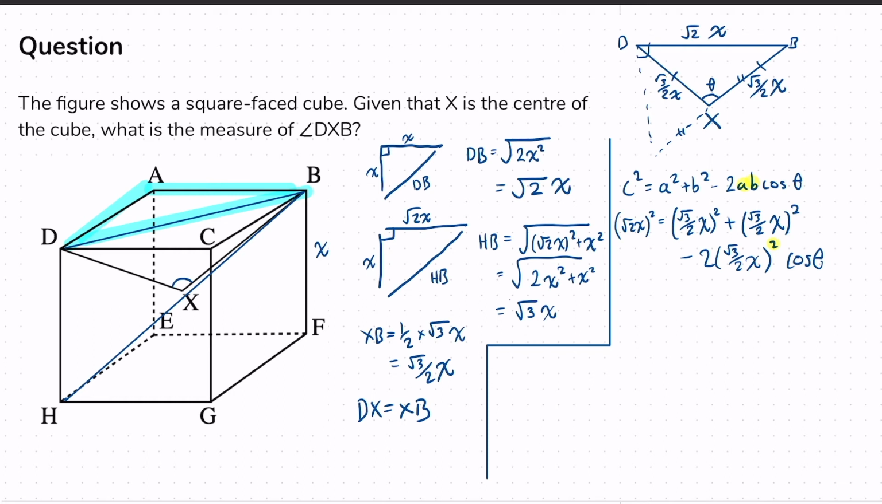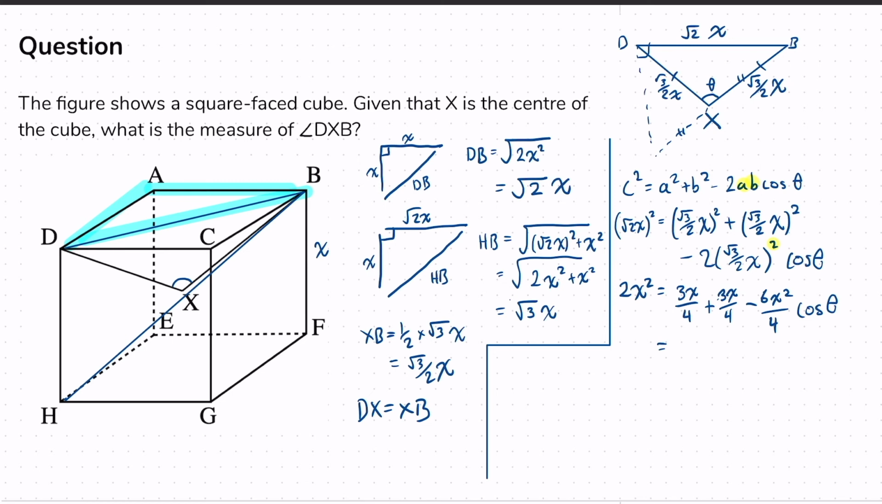So let's simplify this a little bit. Right, square root of 2 squared, 2x squared. This becomes 3 over 4 x squared. So we can even simplify that further. 3x squared over 4 plus, we're doing it again, 3x squared over 4 minus, right, 2 lots of, we've got 3 over 4, or 3x squared over 4. We can simplify that. Minus 2 times 3 gives us negative 6x squared over 4 cos theta. So we're simplifying as we go there.